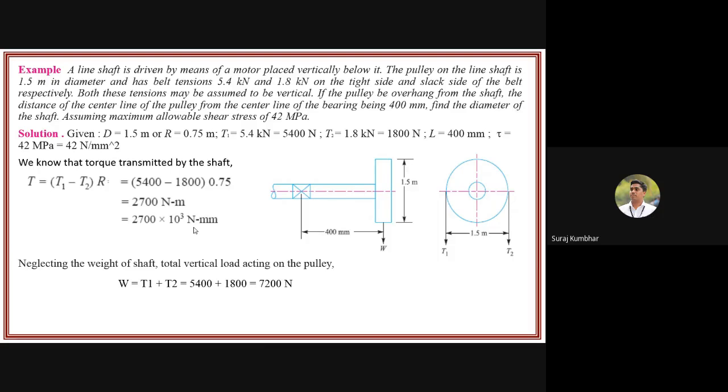Yes, okay. So all the things are given in the problem statement, and we are just tabulating all the things. First we need to find the torque, then how much load is acting on that particular pulley. So the things are simple.